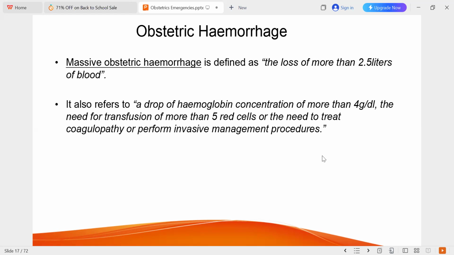Okay, so massive obstetric hemorrhage is defined as a loss of more than 2.5 liters of blood in the peripartum period. It also refers to a drop of hemoglobin concentration of more than 4 grams per dl, requiring the need to transfuse more than 5 red cells, or the need to treat coagulopathy or perform invasive management procedures. So the second definition highlights the different scenarios that can be defined as obstetric hemorrhage.